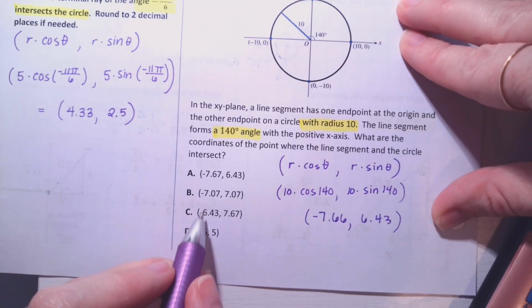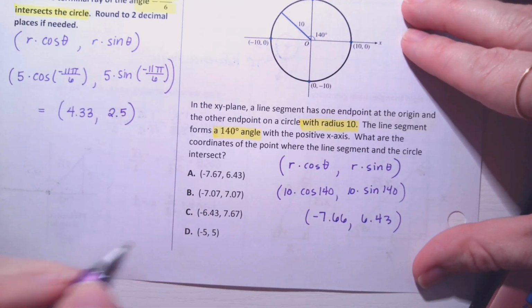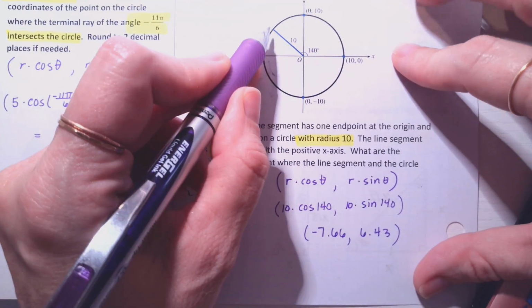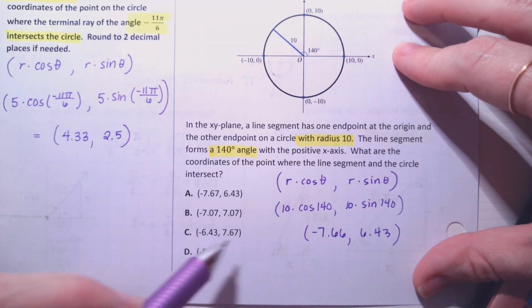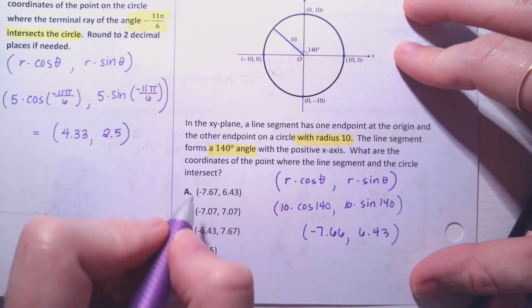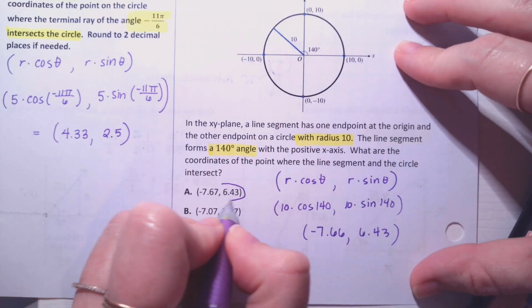Looks like we probably could not have narrowed down. I thought for a second maybe we could narrow down, because it's in quadrant 2 it needs to be a negative and a positive, but they're all negatives and then positive. AP Classroom, they're not trying to trick us, or they are trying to trick us.